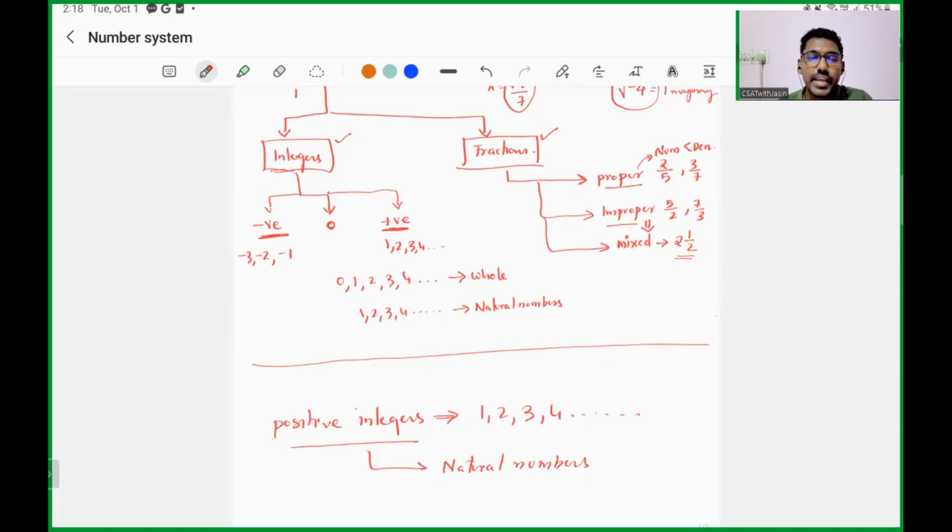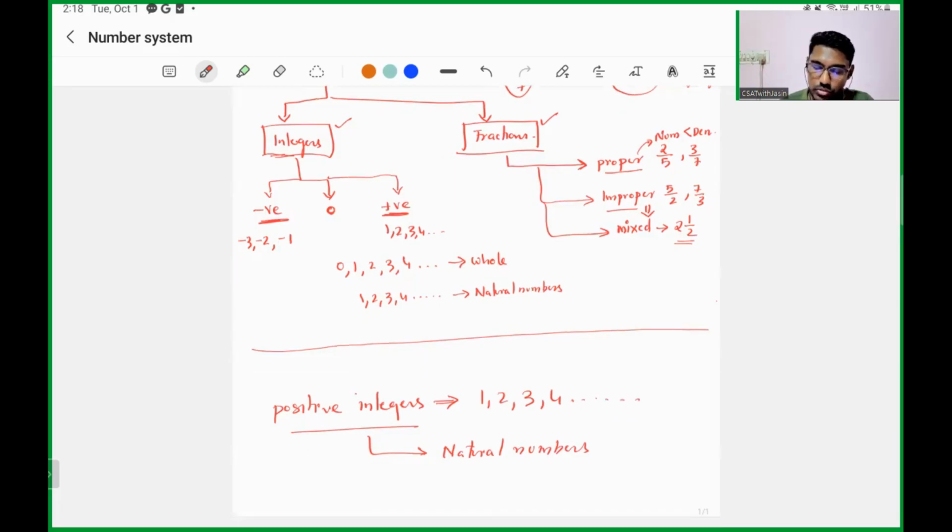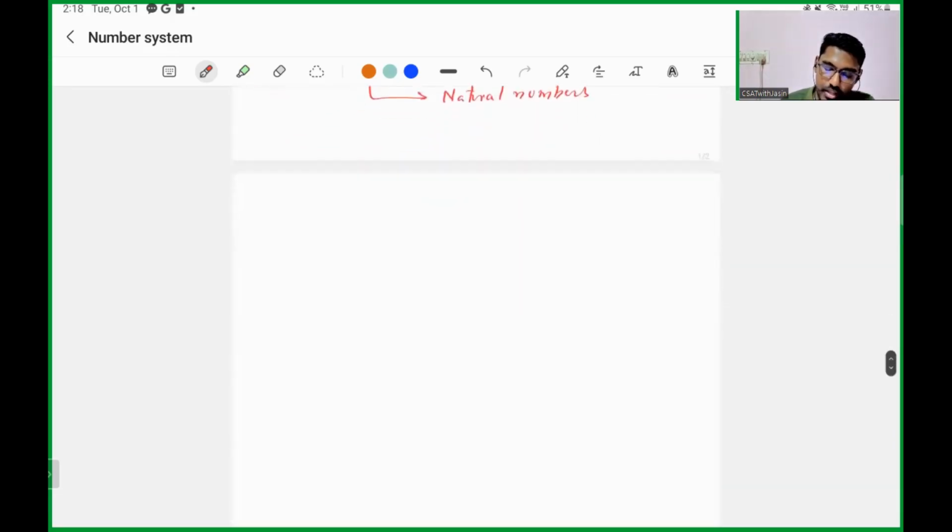Now, if UPSC says X and Y are whole numbers, then it will also include 0. If UPSC says X and Y are integers, then they can have minus values also. Minus 1, minus 2, minus 3, all these things will come. So just remember and understand that.